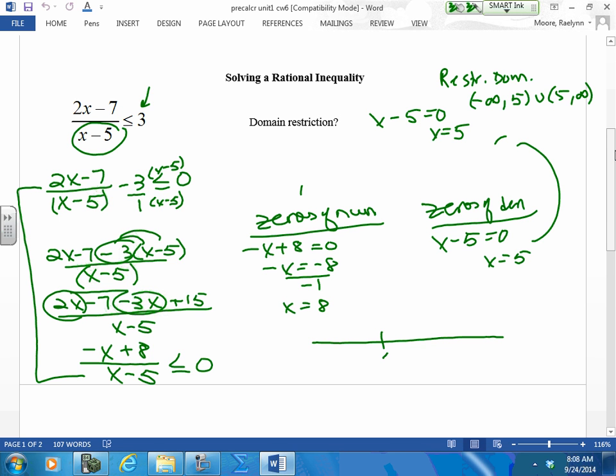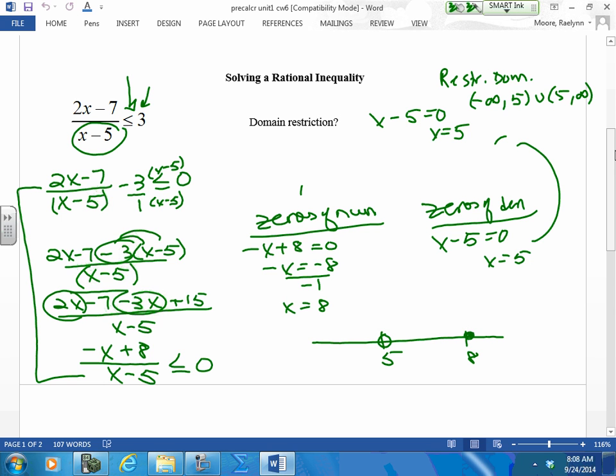So let's section this off. Only 2 intervals, only 2 x values we have. So it gives us 3 test intervals. Now remember, the denominator can never be 0. So the 1 with the 5 is an open circle. The numerator looks at the inequality sign. If it's equal, then we fill it in.